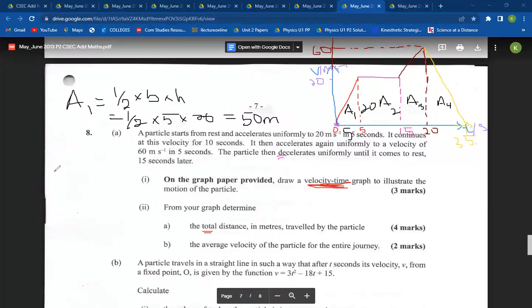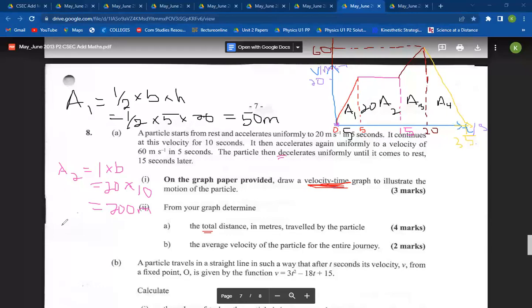I want A2 now. What shape is A2? A2 is a rectangle. What's the area of a rectangle? Length by breadth, or you might say length by width, doesn't matter. What's my length? So the longer side, I'll say that's 20. So from 0 to 20. So this length and this length, that's 20. Breadth or width from 0 to 5, so that's 10. 20 times 10, that's 200 meters. So the distance covered from 5 seconds to 15 seconds is 200 meters.